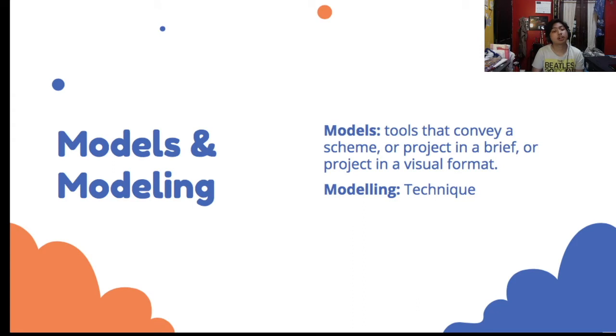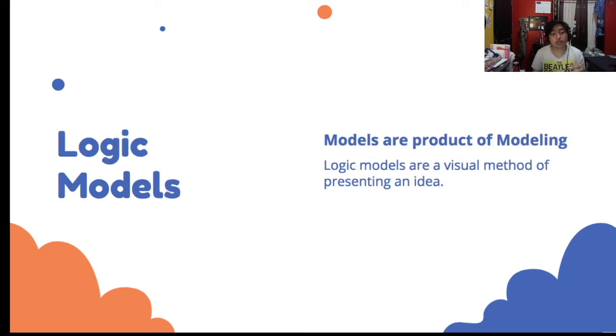The first thing I want to talk about is the difference between models and modeling. A logic model is a tool that conveys a scheme or a project in a brief, visual format. Logic models support design, planning, communication, evaluation, and learning. Meanwhile, modeling is a technique. It allows careful consideration of the relationship between activities and results. Models are a product of modeling. Logic models are a visual method of presenting an idea.